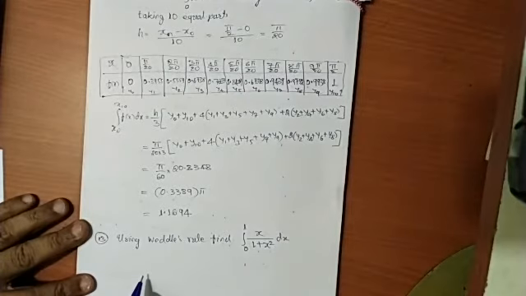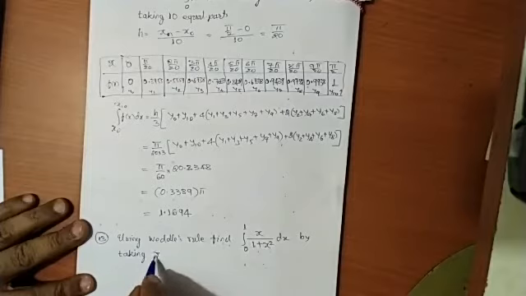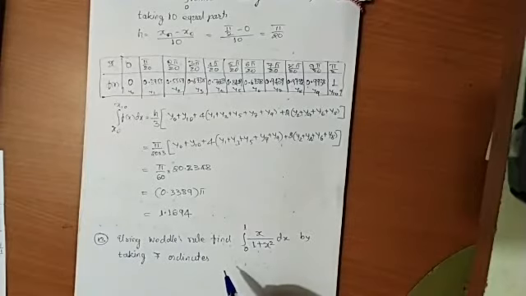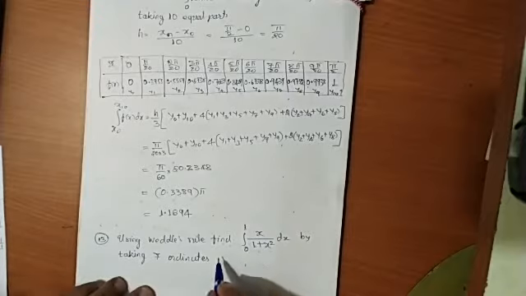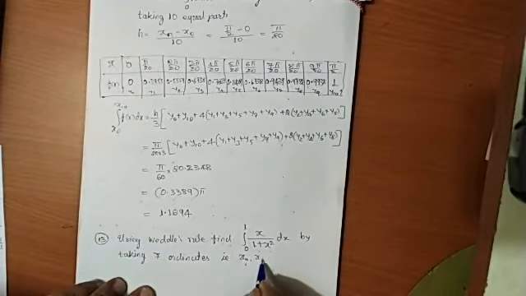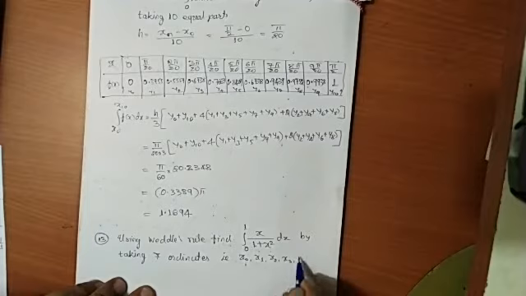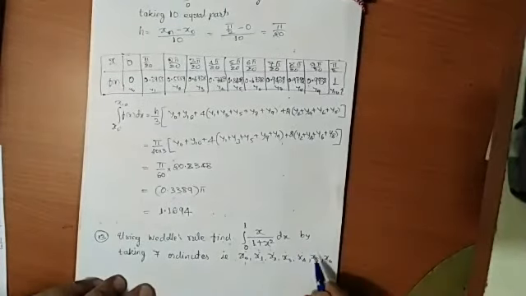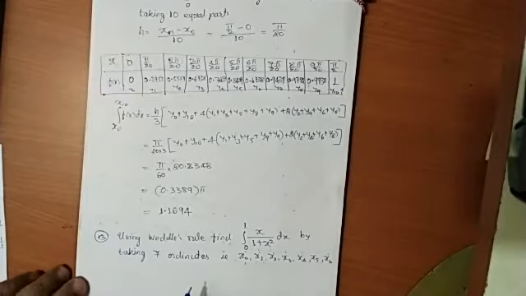Right. So here, what he says is by taking 7 ordinates. 7 ordinates means you start from x naught. X naught is the first one, x1, x2, x3, x4, x5, x6. So x naught to x6, that is x naught, x1, x2, x3, x4, x5, x6. So this gives me 1, 2, 3, 4, 5, 6, 7. So 7 ordinates are there.